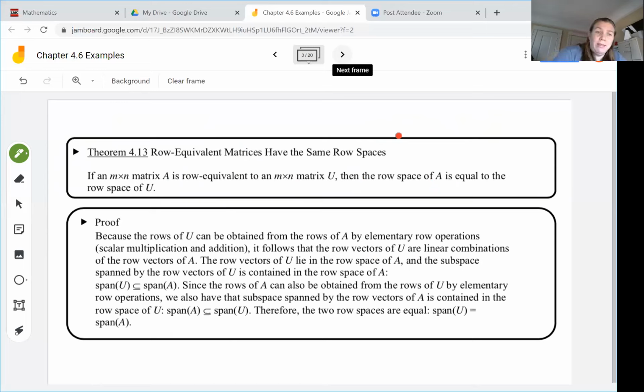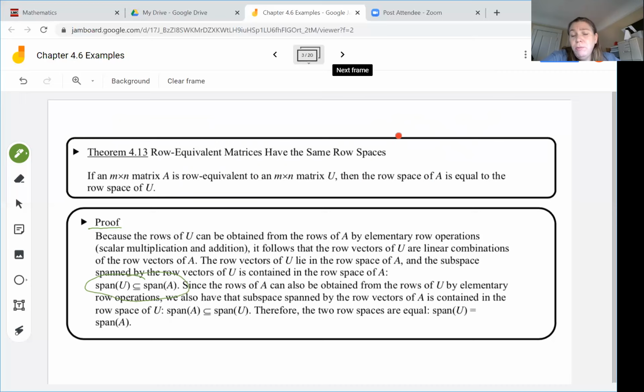So let's take a look at the proof of this. Because the rows of U can be obtained from the rows of A by elementary row operations, we know we can use scalar multiplication and addition to obtain a row equivalent matrix. It follows that the row vectors of U are linear combinations of the row vectors of A. The row vectors of U lie in the row space of A, and the subspace spanned by the row vectors of U is contained in the row space of A. So that tells us the span of U is contained in the span of A.